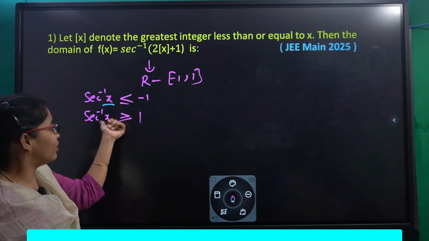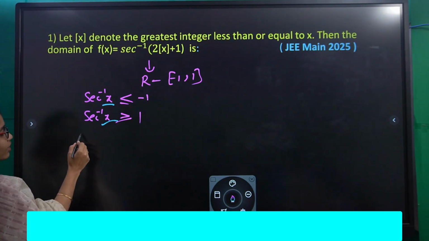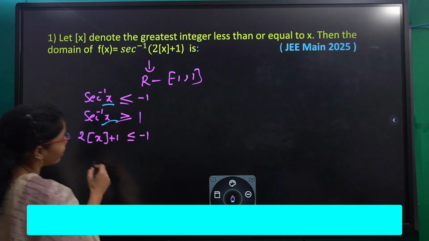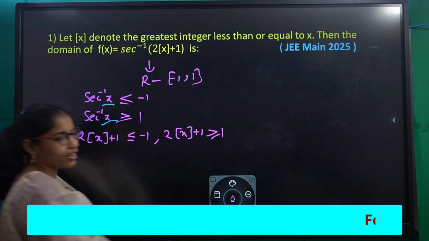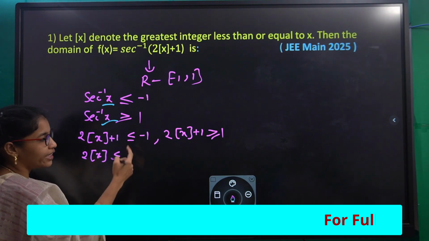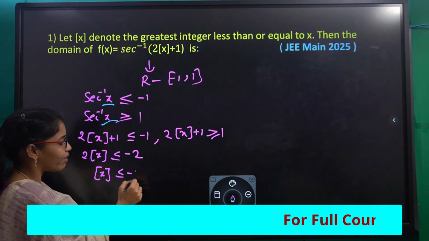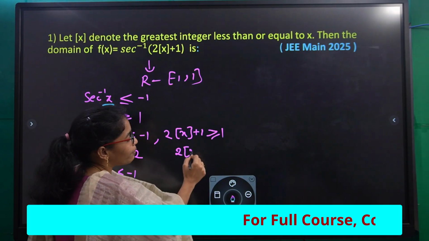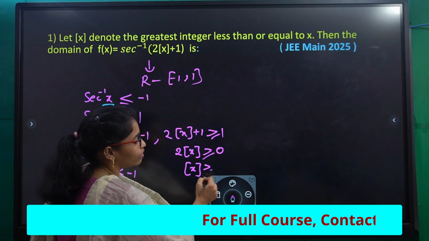So now inside of this function, what we are having here is 2 into [x] plus 1. So just write down the conditions. 2[x] plus 1 is either less than or equal to -1, or 2[x] plus 1 is greater than or equal to 1. So from this, 2[x] is less than or equal to -2, so [x] is less than or equal to -1. Clear? Yes, this is one condition. And from this, 2[x] is greater than or equal to 1 minus 1, which becomes 0. So [x] is always greater than or equal to 0, right?